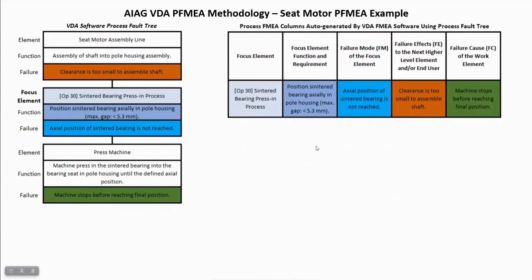So here's our flow again, and very similar to our design FMEA, we take this focus element, we put it in the first column, we take the function, put it in the second, we take the failure, we put it in the third, we go up one level to get our effect, and we go down one level to get our cause. So here we see we're doing a center bearing press in. We have to meet a position requirement. The failure mode is the position's off. The effect: the clearance is too small to assemble the shaft. And the cause is the machine stopped before reaching the final position.